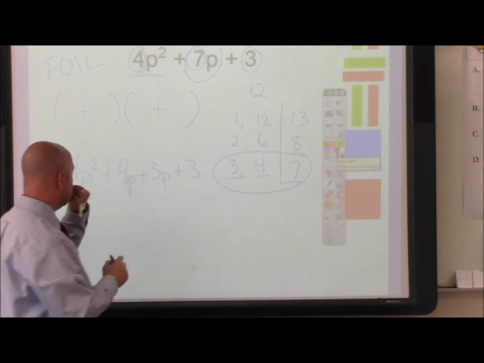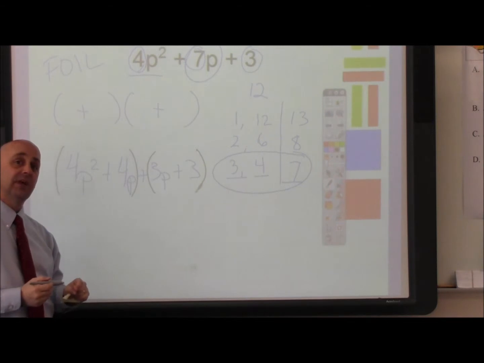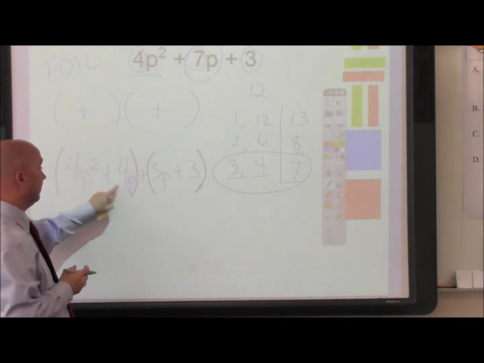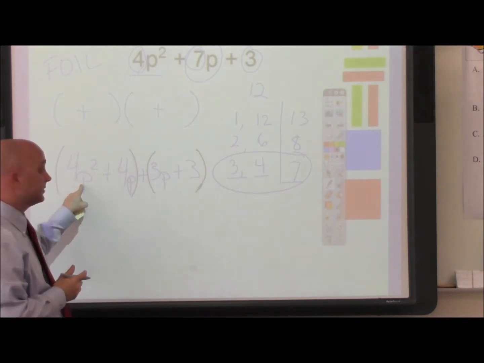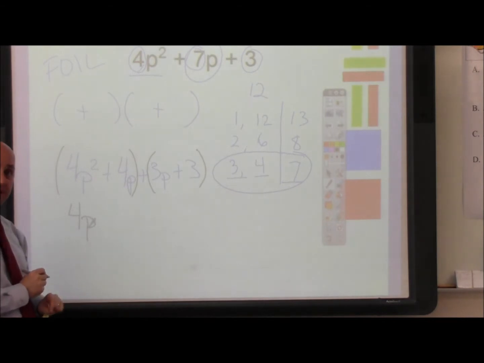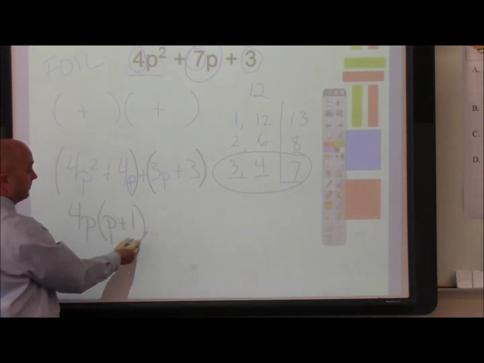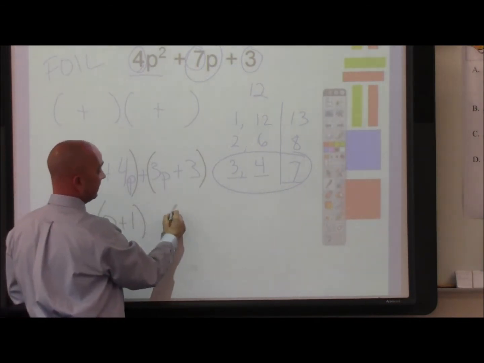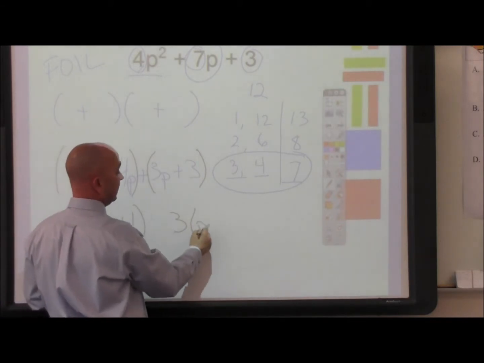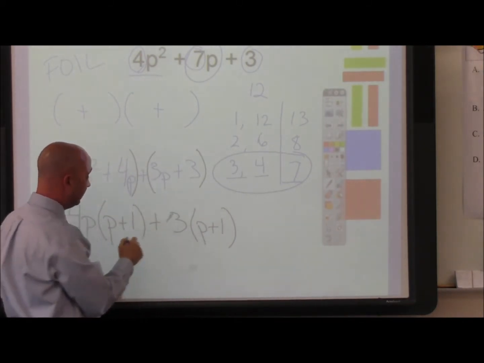The next step is I'm going to group these two together and these two together, and I'm going to see if they have a common factor. Or in other words, I'm going to factor something out of each of these terms in the two binomials. So this one has a 4p as its greatest common factor. If I factor that out, I'm left with p plus 1. Now this one has a greatest common factor of 3, so I factor it out and I get p plus 1. Now I bring down the plus sign between them.